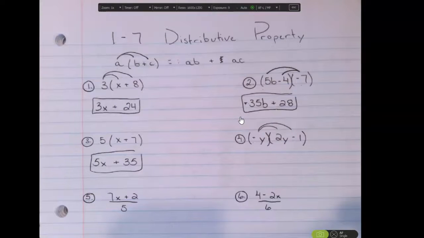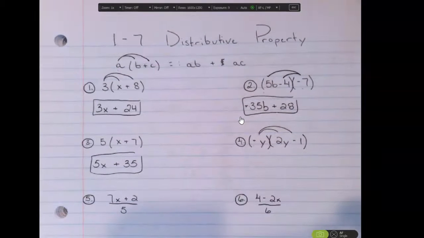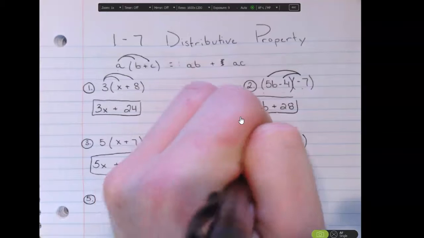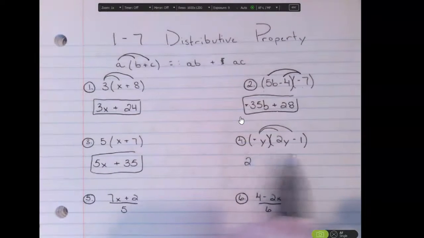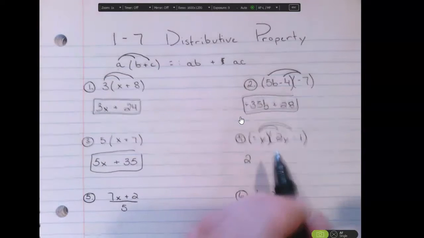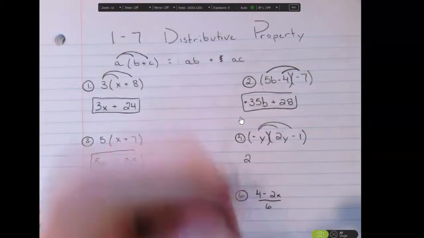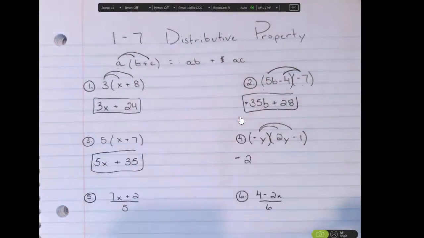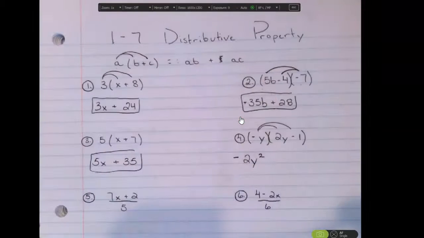into everything. So if I do negative y times 2y, my number up front is going to stay the same because I'm not multiplying by another number. This time I'm multiplying by a variable. And it's going to be negative because I have a negative times a positive, and a negative times a positive is a negative. So I'm going to start with negative 2. And then y times y is going to create y squared.